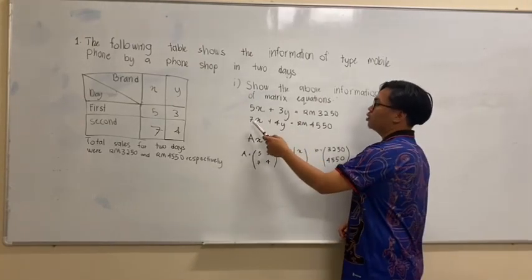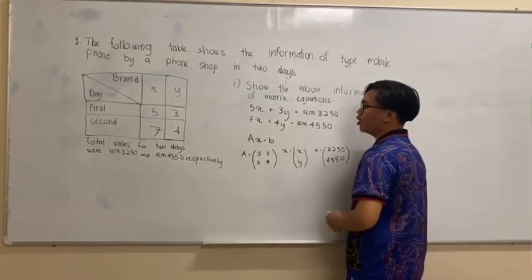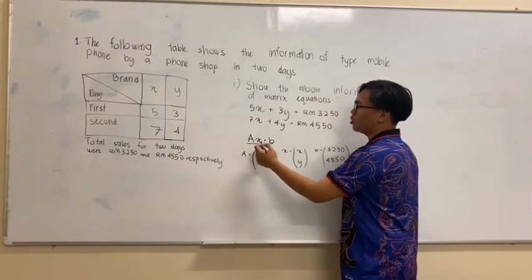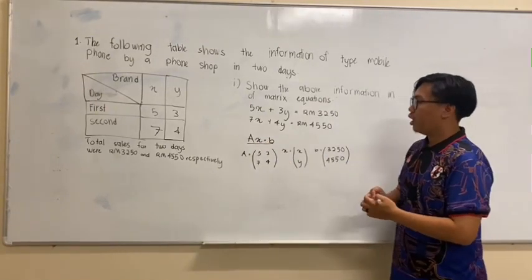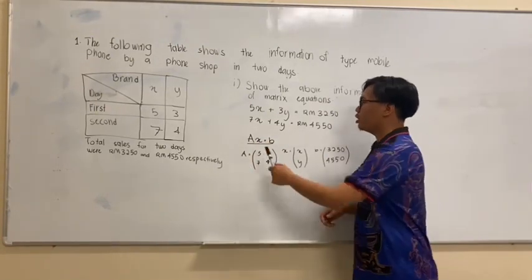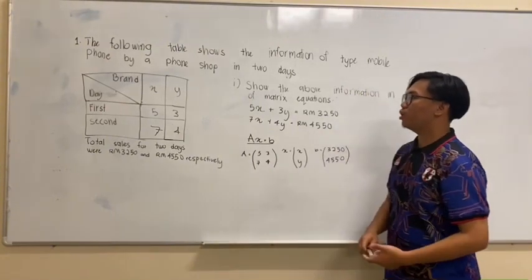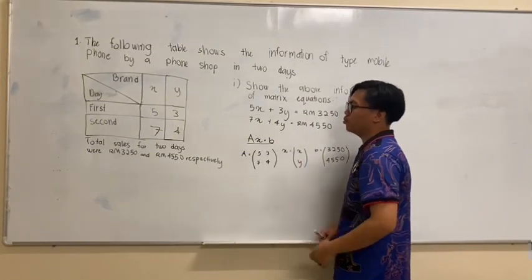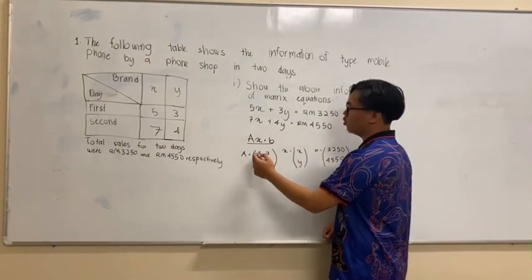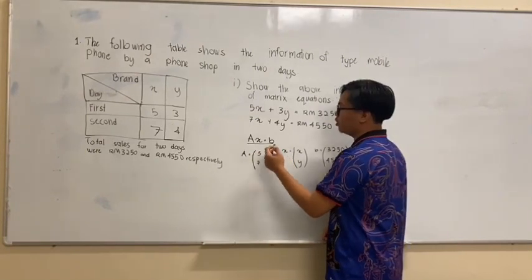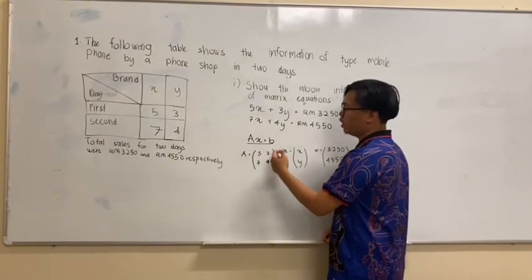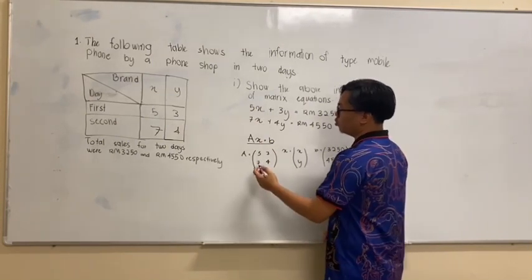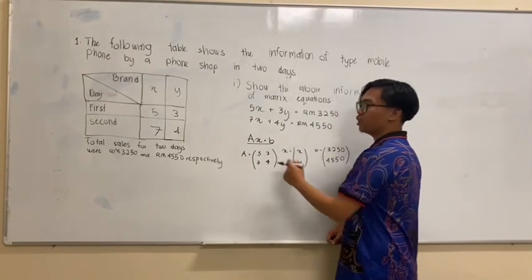We need to use this formula: A multiplied with X equals B. What is A? A is how many units are sold in the two days, arranged in rows and columns. In the first row is 5 and 3 because it is the first day. In the second row, we use 7 and 4 because it is the second day.